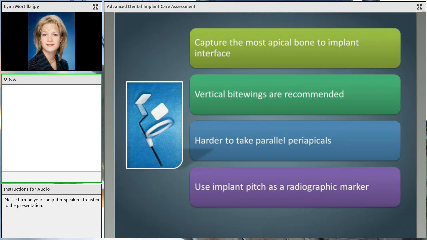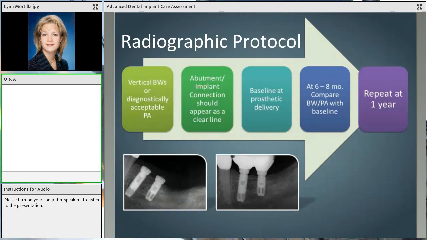In many research studies that you see, they will use implant pitch as a marker, and the pitch is the space between the threads of an implant. We usually do not denote things in the office by pitch, but you may see implant research like that.